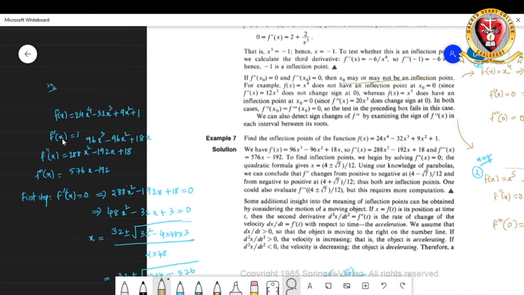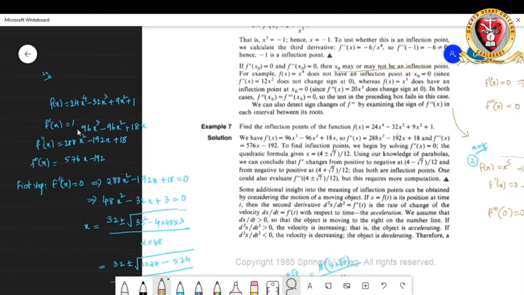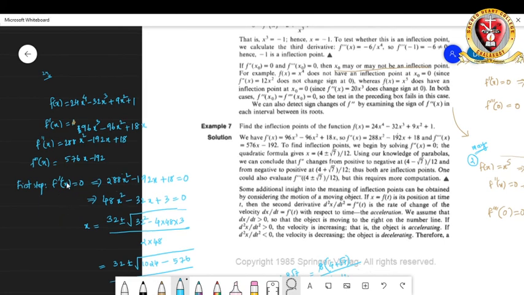Okay, when you calculate f dash of x, you get that to be equal to 96x cube minus 96x square plus 18x, and f double dash of x will be equal to 288x square minus 192x plus 18, and f triple dash of x will be 576x minus 192. So the first step, in order to find the inflection point, is to equate f double dash of x to 0.